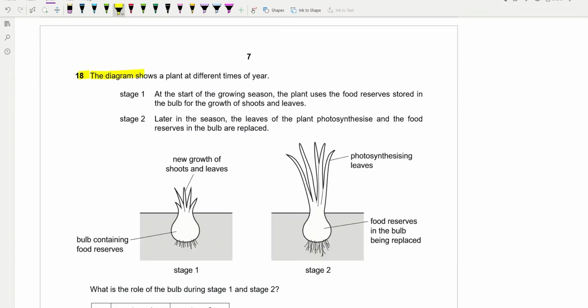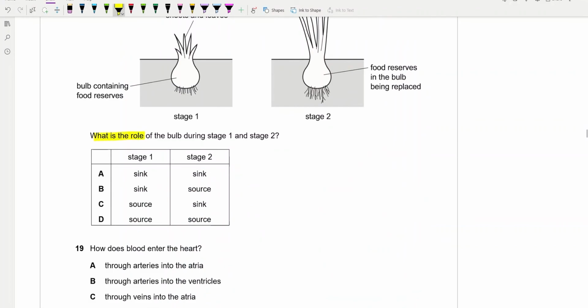Question number 18. The diagram shows a plant at different times of year. Stage 1. At the start of the growing season, the plant uses the food reserves stored in the bulb for the growth of shoots and leaves. Stage 2. Later in the season, the leaves of the plant photosynthesize and the food reserves in the bulb are replaced. What is the role of the bulb during stage 1 and stage 2? So, in stage 1, it acts as a source, and in stage 2, it acts as a sink. So, the correct option would be option C.